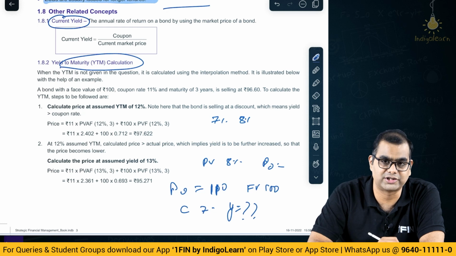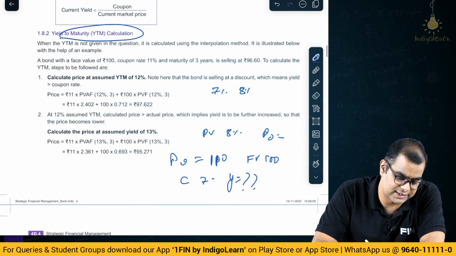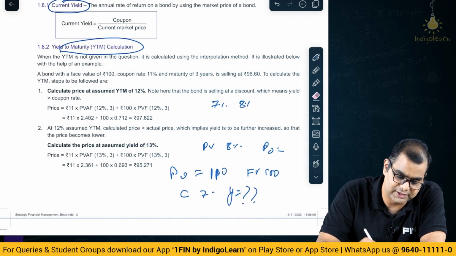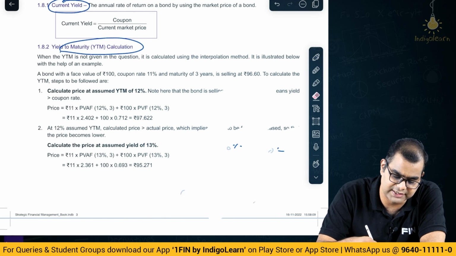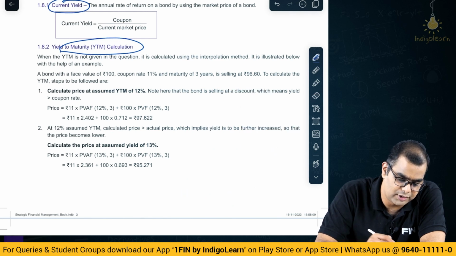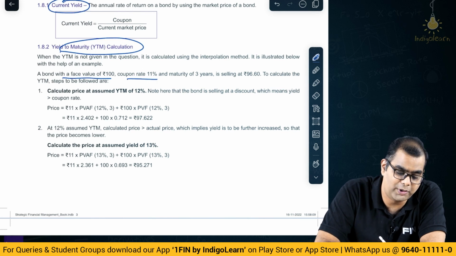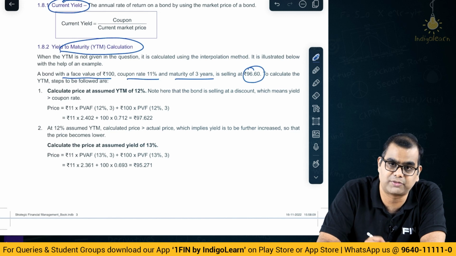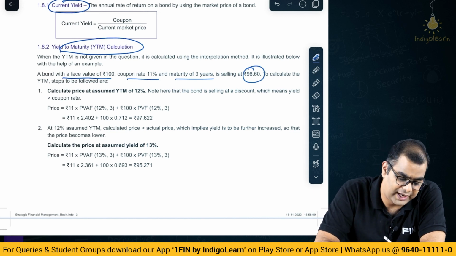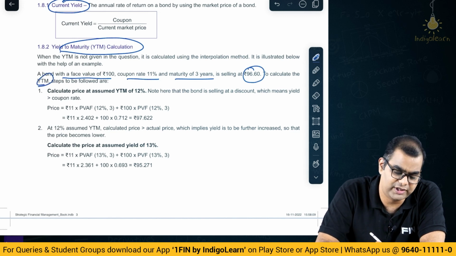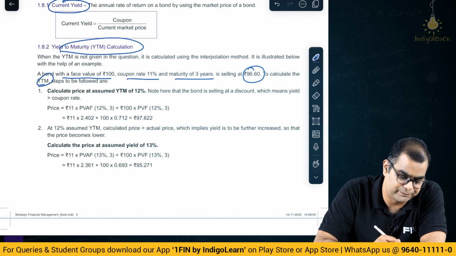You have to do an interpolation exercise. So, we will take an example. Let us take a simple example to understand this part. A bond with face value of 100, coupon rate of 11, maturity of 3 years is selling at 96.6. So, price is known. Calculate the YTM. Now, here we will assume it is annual coupon, very simple.